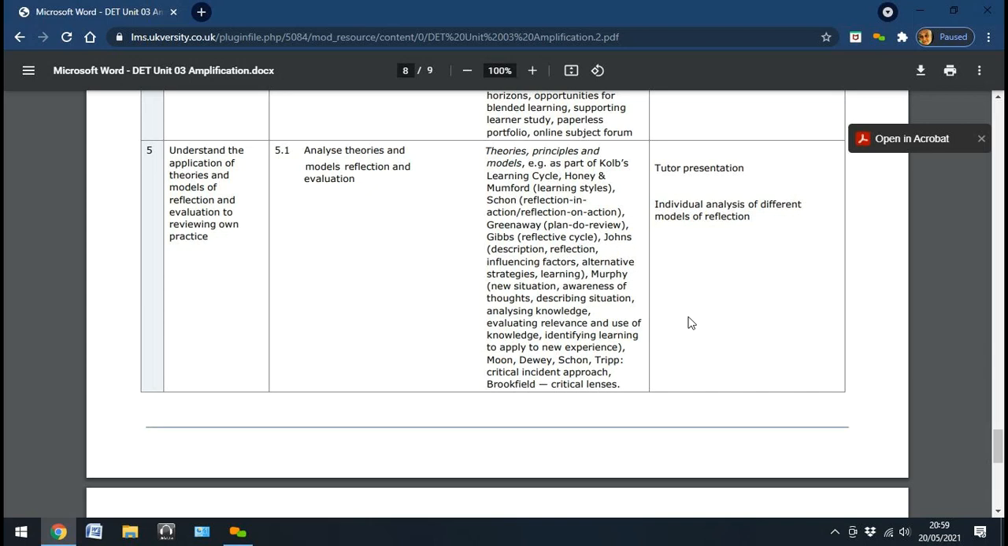Again, there are a number of theorists in this area. If you look at them individually, they've all got something to say on the subject, but when you look at it in total, when you've read or researched a few of these, they're all saying a very similar thing, just going at it in a different way.